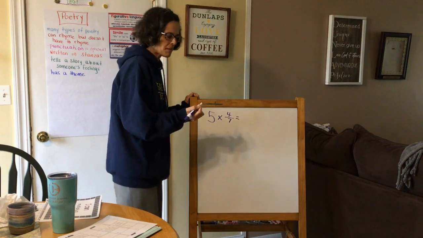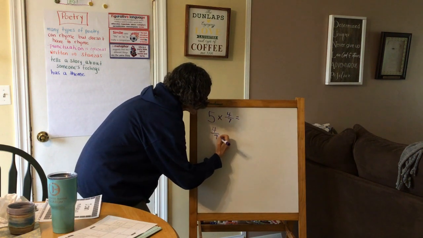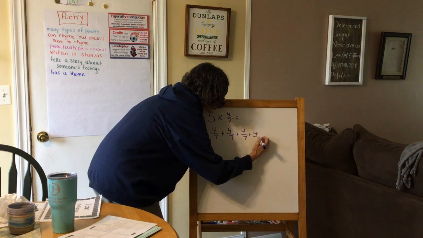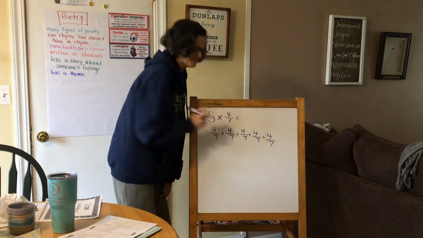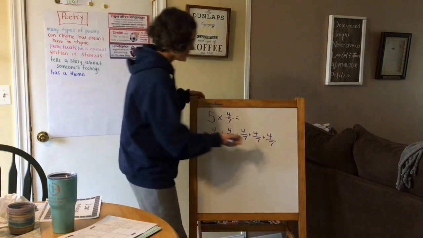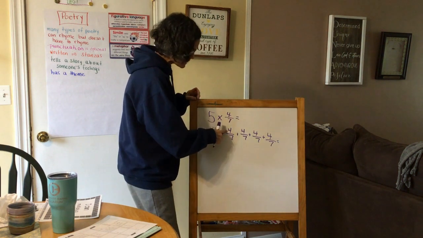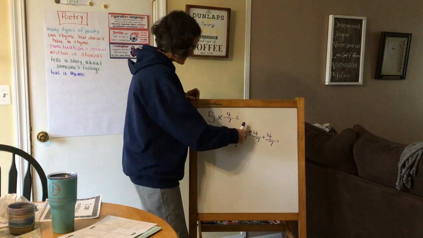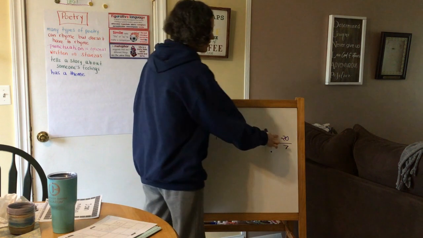All right, so let's see what you came up with. We have 5 groups of 4/7. So we need to do 4/7 5 times. All right, so 1, 2, 3, 4, 5. Okay, so now I need to figure out what that is. All right, so I'm going to add them up. 4 plus 4 is 8, plus 4, 12, plus 4, 16, plus 4, 20. So 20/7. Of course I have an improper fraction.